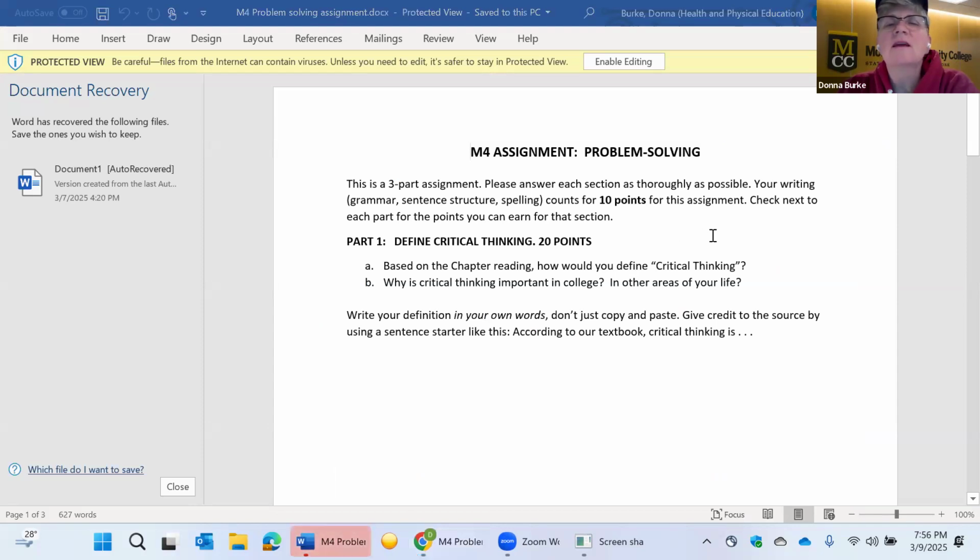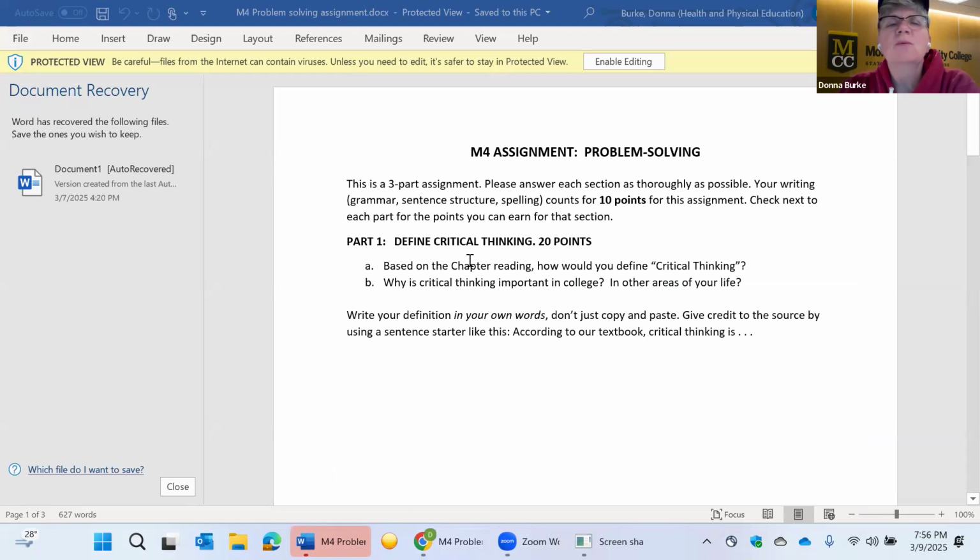Pay attention to your writing, your grammar, and your spelling. I notice sometimes people are using text language. Really try to proof this, and make sure you have somebody look it over, because the writing parts are going to count for 10 points.